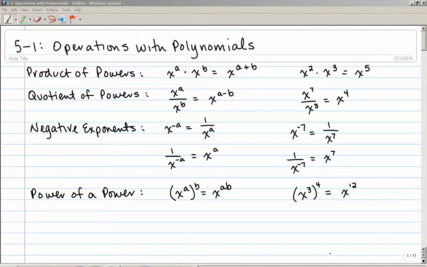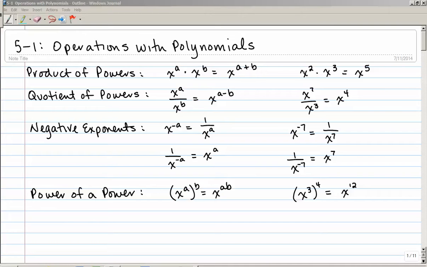Section 5.1 is on operations with polynomials. Let's review a whole bunch of the rules about exponents. The product of powers says that x raised to the power of a times x raised to the power of b is x raised to the power of a plus b. If your bases are the same, in this case x, and you're multiplying the two powers, you add their exponents.